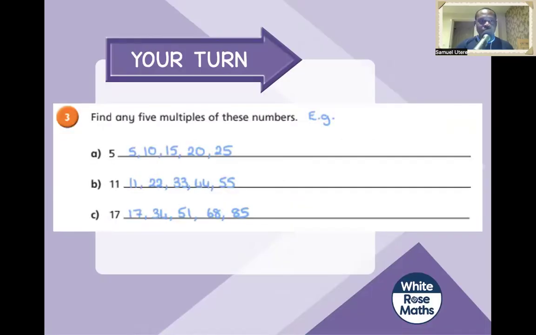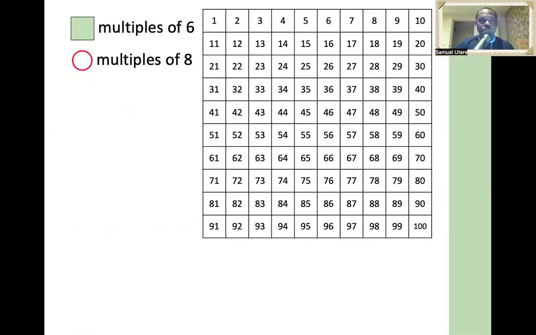All right, so we now know that when you talk about multiples, we're talking about the times table of that number. So here we're asked to find any 5 multiples of these numbers. So we could have just multiplied 5 by any number and written the number, 11 times any number, and then 17 times any number, and then we write our numbers.